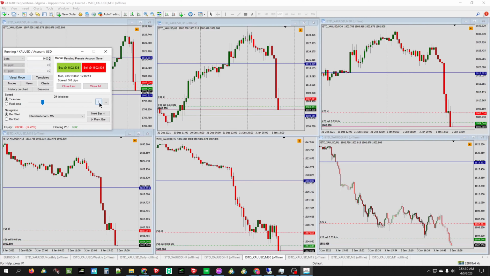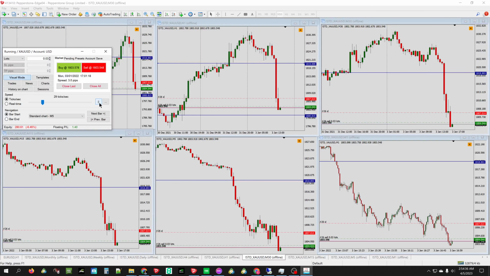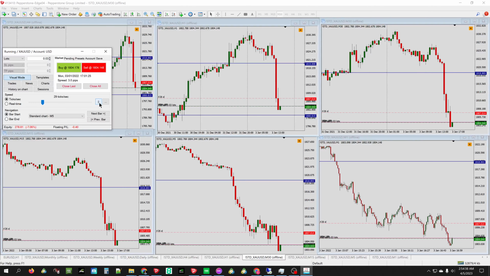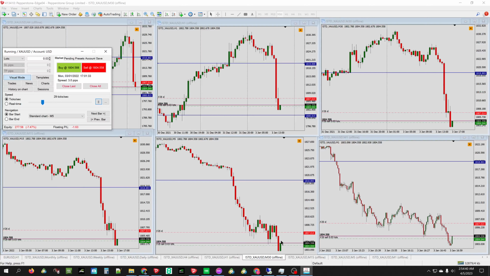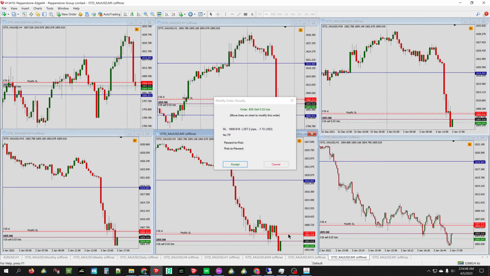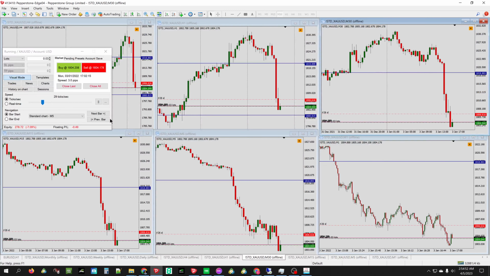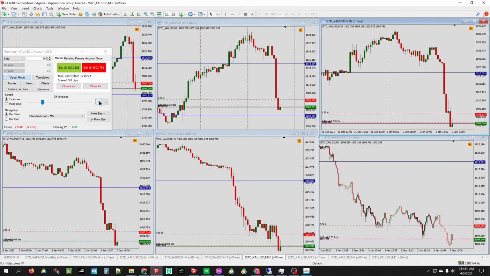Alright, I need to wait for 2 minutes. If we break above the previous M5 candle high, I want to exit everything. Place my stop loss above that M5 candle high, and maybe this is a wick formation.